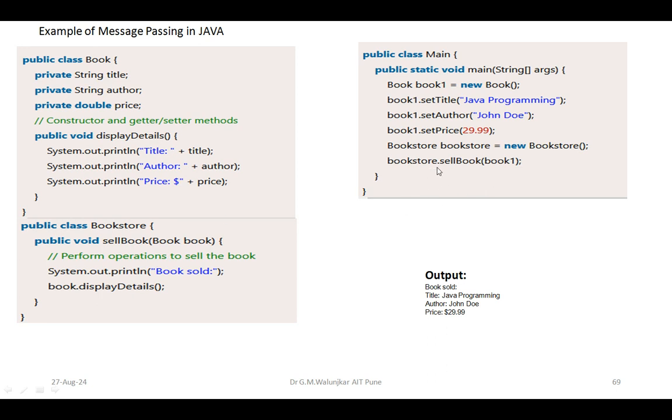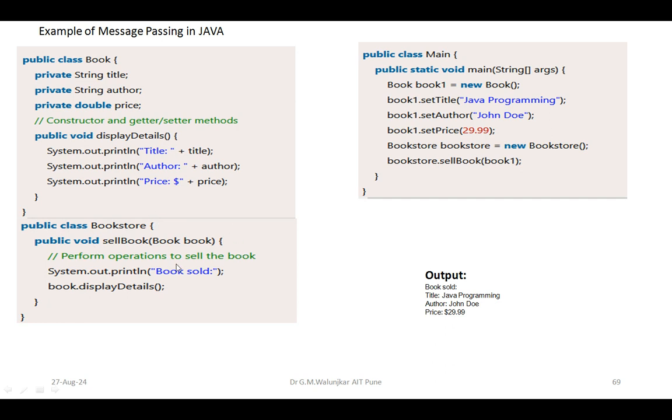So we write bookstore dot sellBook, and the message that we pass as the object is book1. What is this book1? It is the object of the Book class that we are passing to the object of the class Bookstore. The information we pass is the title, author, and price of that particular book1. Whenever we call sellBook with book1, it invokes the sellBook function.